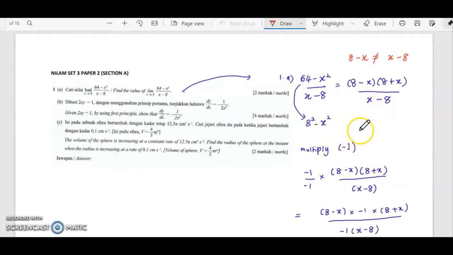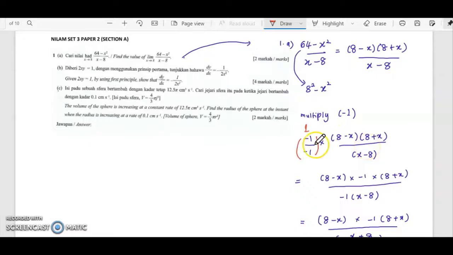So macam mana nak jadikan dia sama? So salah satu cara dia ialah kita kena multiply negative 1 untuk bahagian numerator dengan denominator. Okay, kita akan darab dengan this negative 1 over negative 1. Okay, so this part sebenarnya sama dengan 1. So bila kita darab this part, dia tak akan change the original value dia, okay. Jadi kita multiply for denominator with negative 1 and also numerator negative 1.